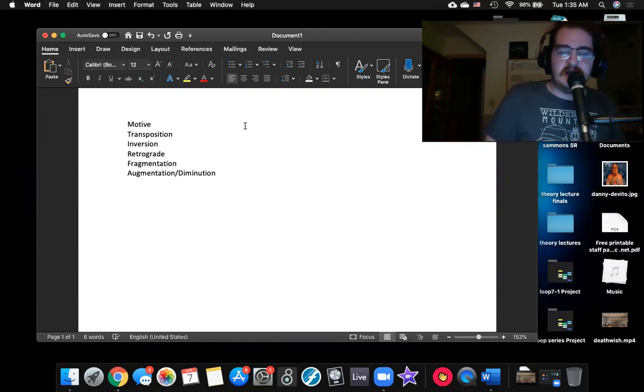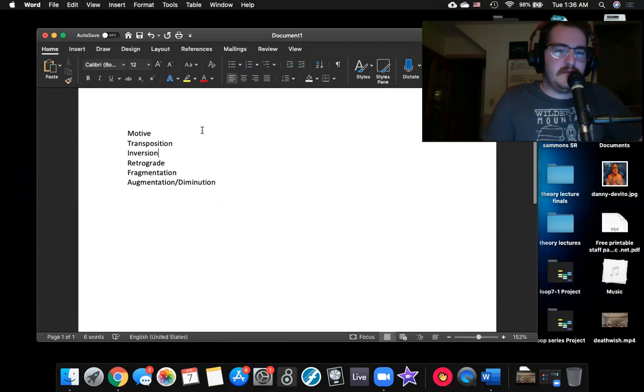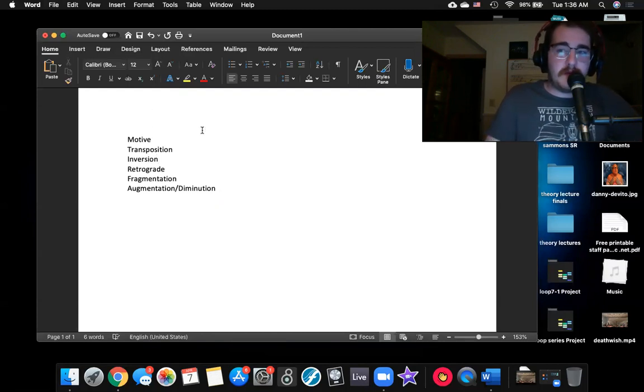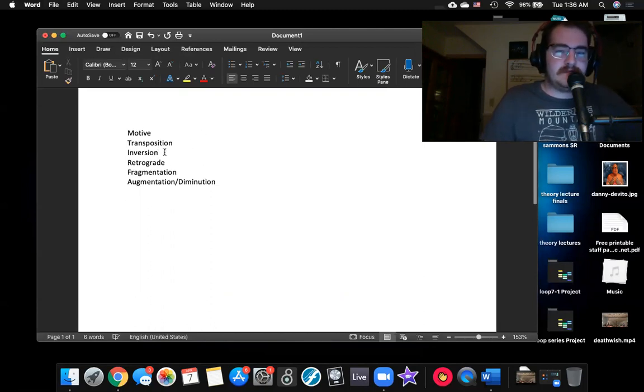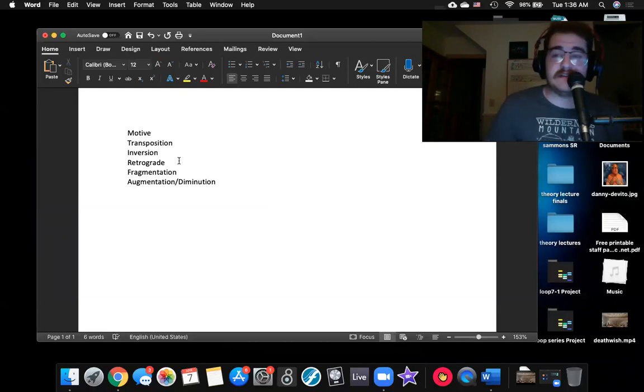An inversion is whenever the notes, instead of going one way, go the other way. So an inversion of a theme or a motive, like Beethoven, would be bum bum bum bum is the original, and then bum bum bum bum would be the inversion. So it's basically the pitches move in reverse. That's it.